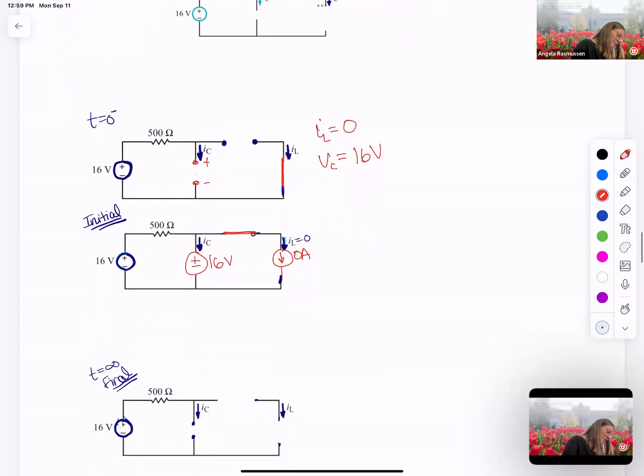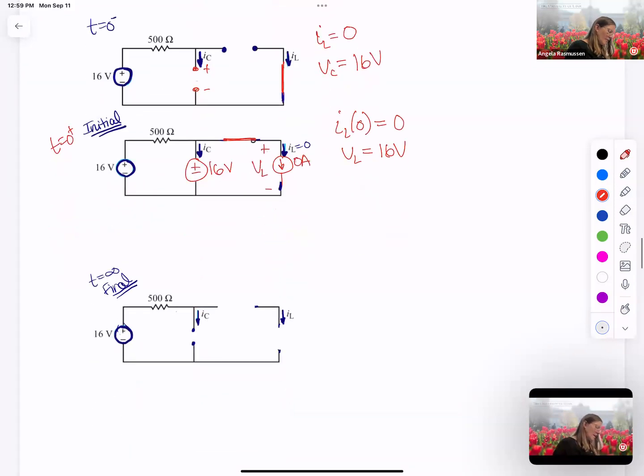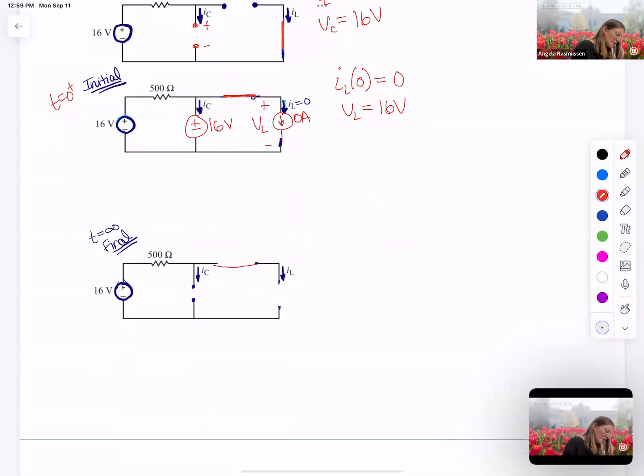So I need to know from here, IL at 0. Correct. And then I also need to know VL. Correct. So you have 16 volts. And then the final position is again closed. This becomes a wire and this is an open.